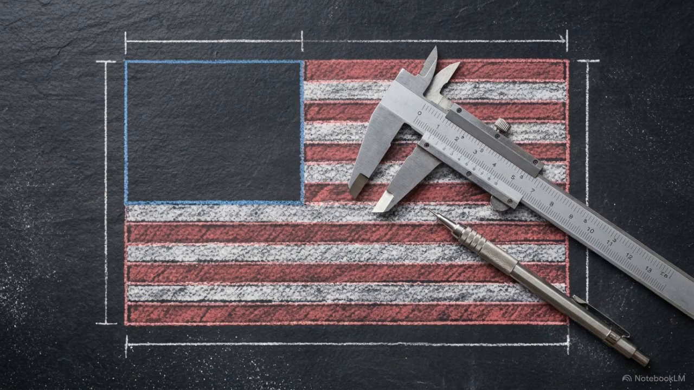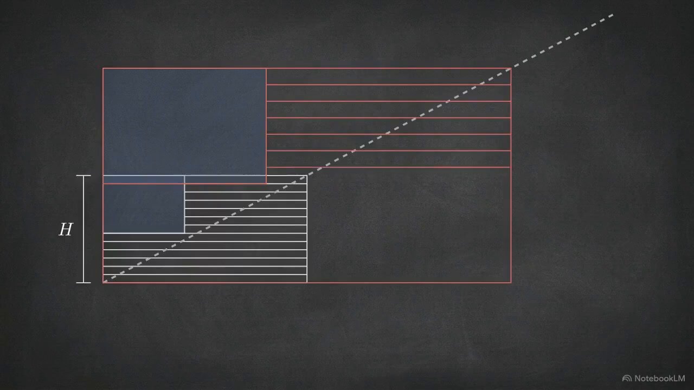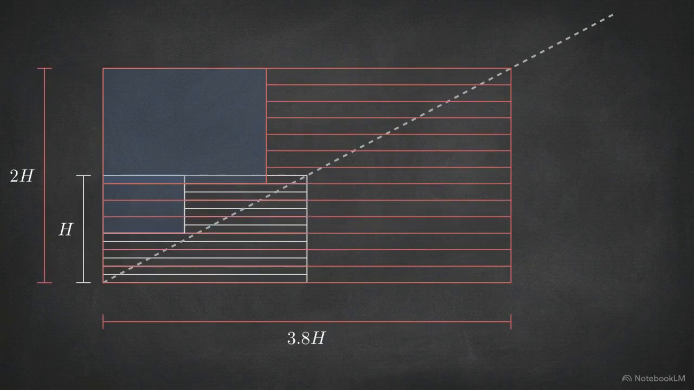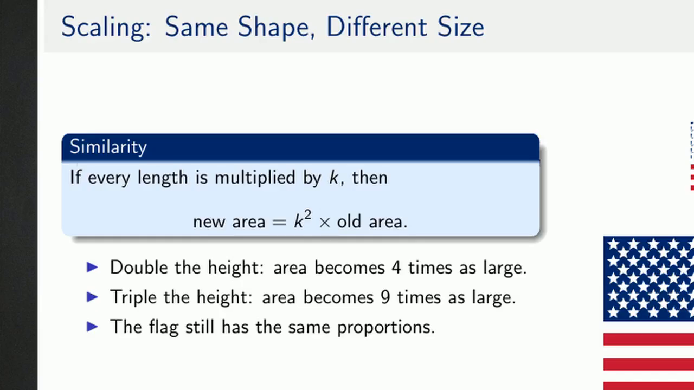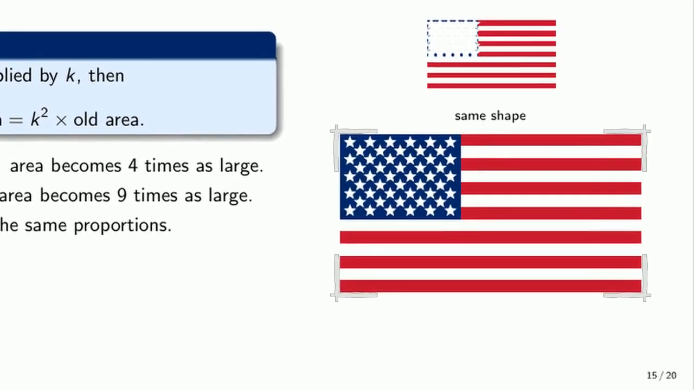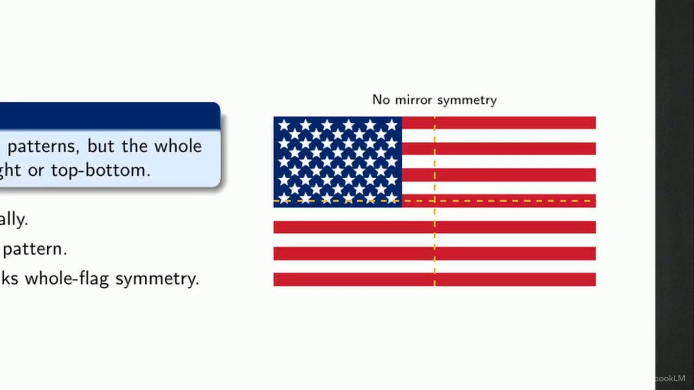What happens to the math if we manufacture a flag with exactly double the height and double the length? This diagram explains the similarity rule. If every length is multiplied by a factor of k, the new area becomes k squared times the old area. Doubling the dimensions yields an area that is 4 times as large. This diagram shows that despite the repeating horizontal stripes and the ordered star array, the placement of the star field breaks the pattern, ensuring the flag has no mirror symmetry, either left to right or top to bottom.